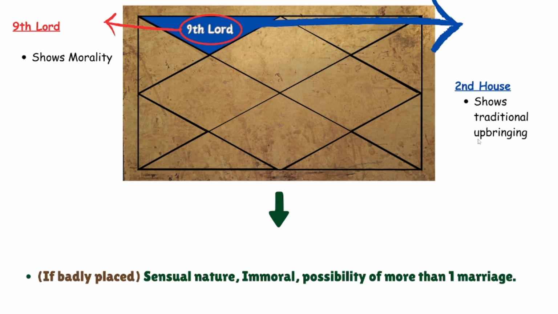But if it is badly placed, then morality goes on a toss. You can be immoral. Again, I would not like to discuss the definition of immorality, because in different societies the definition varies. So if it is badly placed, it makes a person immoral, sensual in nature, and due to this nature there is a possibility of more than one marriage. But again, we need to see more details for marriage related things.